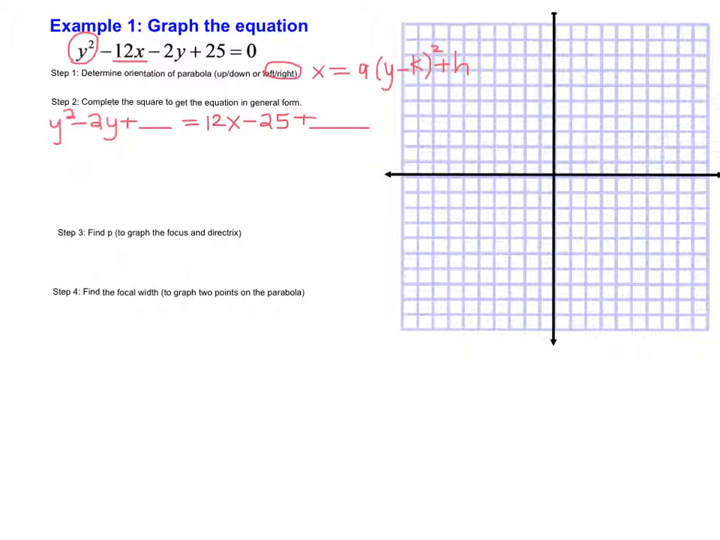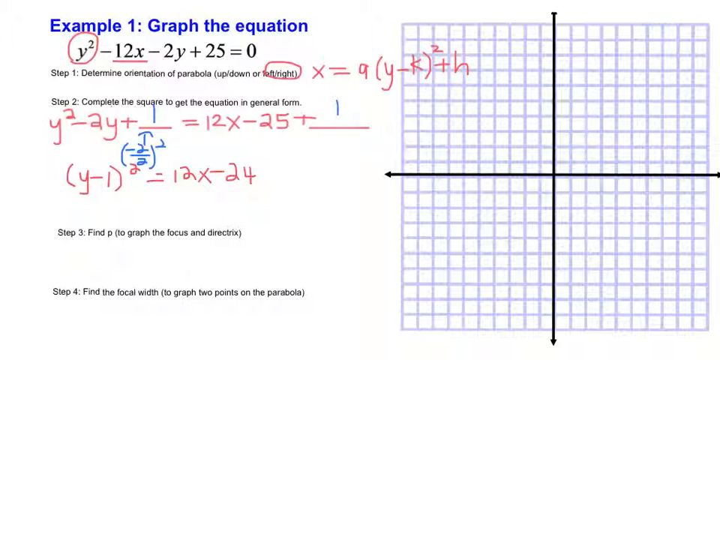Now I complete the square looking at the left-hand side. Looking at my y squared minus 2y, right here is going to be my b over 2 squared. So b is negative 2, over 2, squared. So that's negative 1 squared, or 1. And whatever we do to one side, we do to the other. So the left-hand side will be a perfect square. That's the whole point. It's y minus 1 squared equals 12x minus 24.